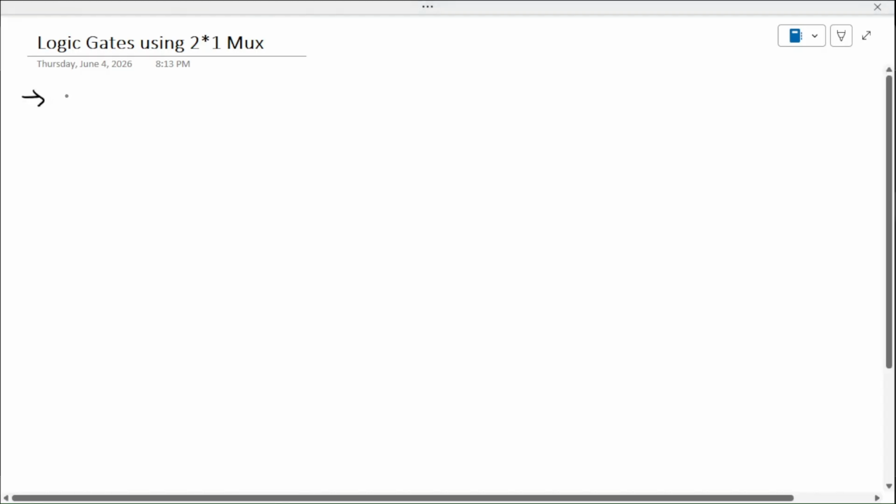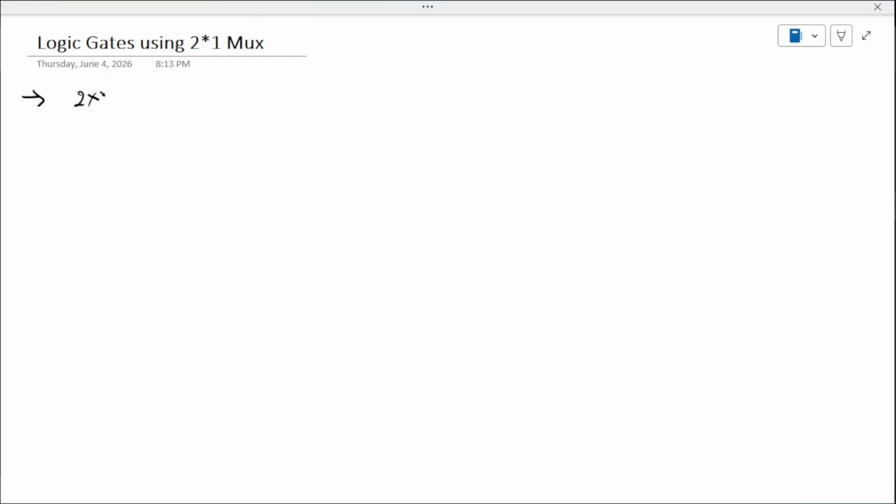Let's discuss the implementation of all the logic gates using a 2:1 multiplexer. So let's discuss what a 2:1 multiplexer is. A 2:1 multiplexer has two inputs, one select line, and one output.